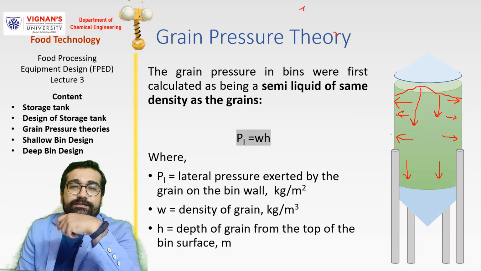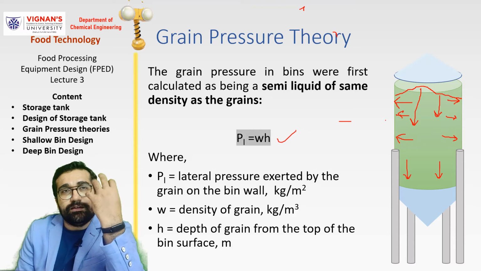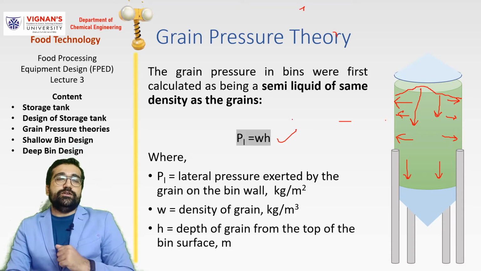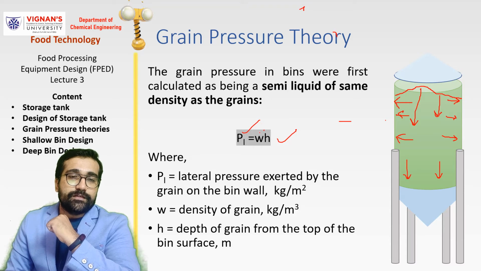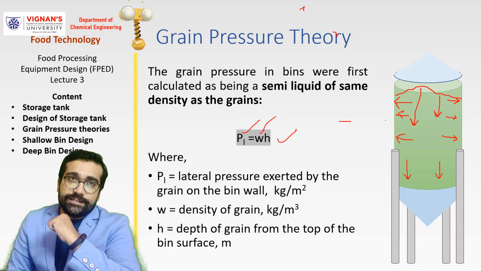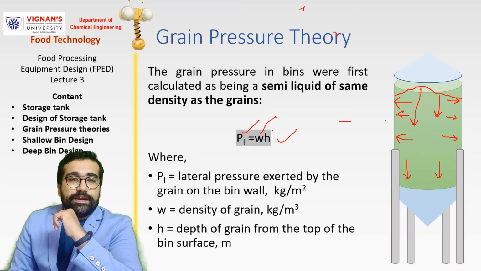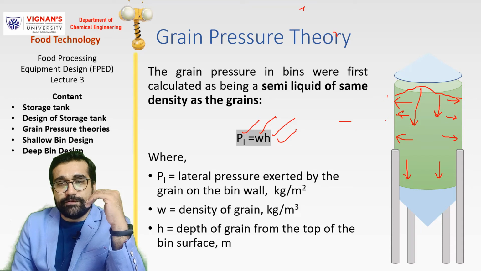inside the storage tank. Then we use this equation to find out the lateral pressure inside the storage tank, where PL is the lateral pressure, W is the density of grain in kg per meter cube, and H is the depth of the grain from the top. Like this will be the H.